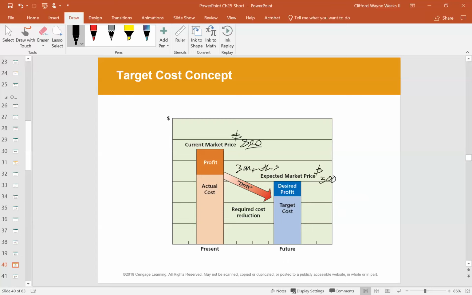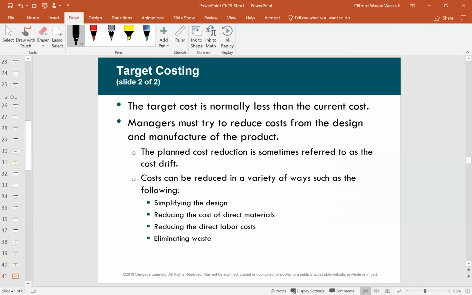So if we know that our price is going to drift down to $500 and we still want to maintain our desired profit margin, we're going to have to cut our costs. And so cutting costs can come in various different ways. They can either simplify the design, reduce direct materials, outsource this to China for direct labor, right? And hopefully identifying any waste that we can cut out of this.